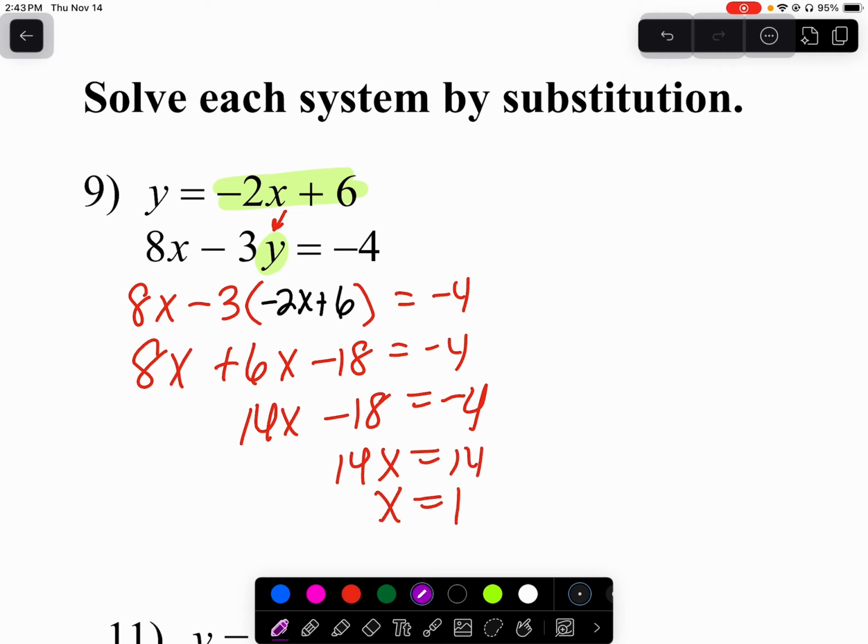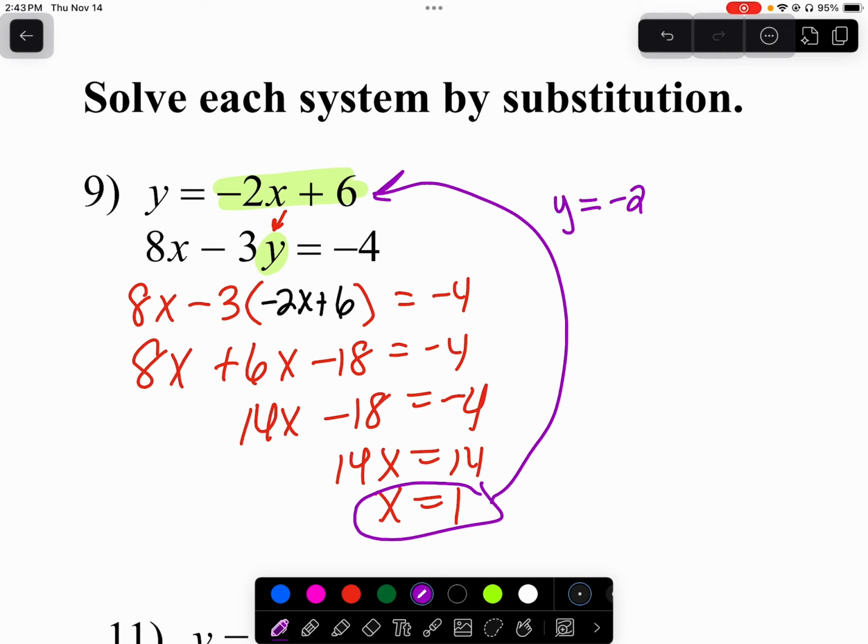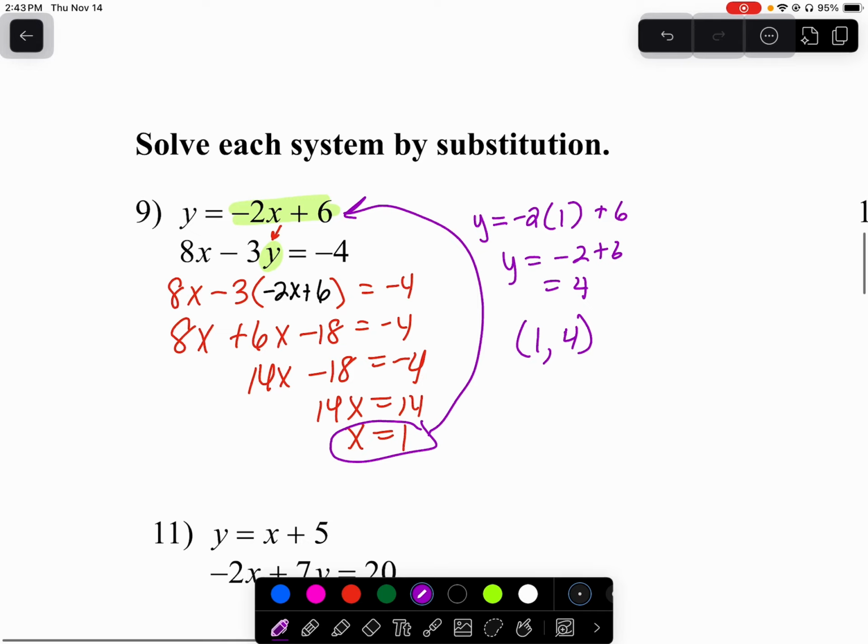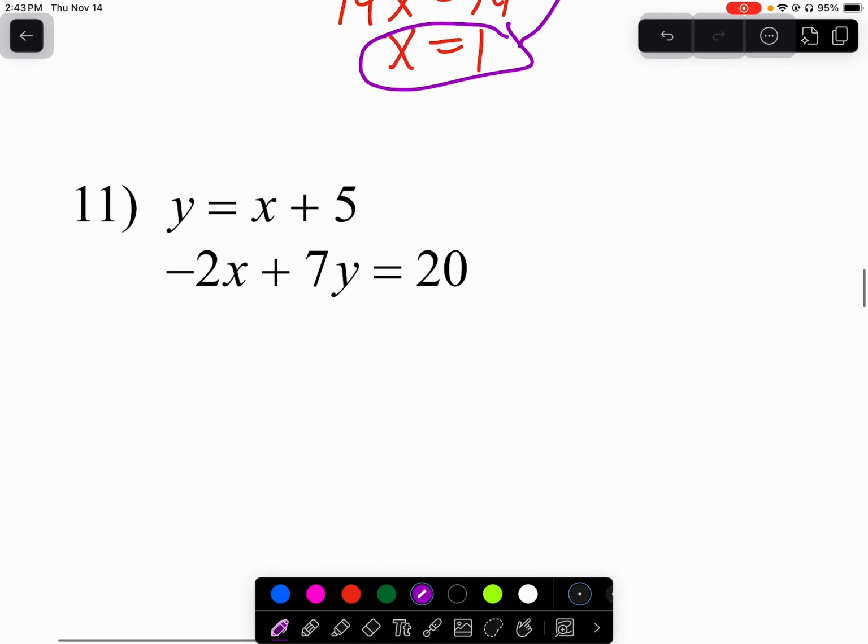Now, one thing I like about substitution is the variable that you find can then be substituted into that really nice original equation for the opposite variable. So y equals -2 times that thing we found, that 1, plus 6. So y equals -2 plus 6, or 4. So that is the intersection at the point 1, 4. Let's do one more substitution, and then you're ready to finish this out by the end of class and turn it in.